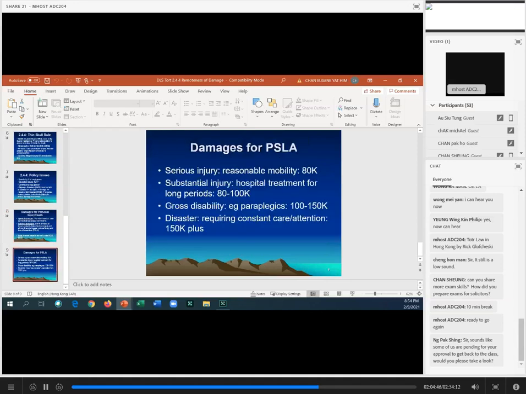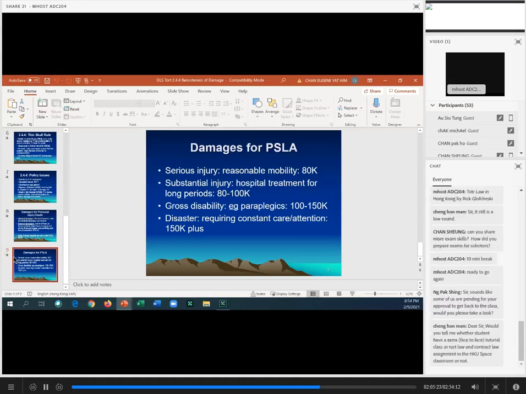Well, how much do you get? For pain, suffering, and loss of amenities, if the injury is serious, and what do you mean by serious? Well, it's pretty serious. You lose a leg or something. Reasonable mobility is lost: 80,000 Hong Kong dollars. I'm not sure whether these figures are up to date, but it gives you some feel of how much money you might get. Substantial injury, which requires hospital treatment for long periods: 80 to 100,000 Hong Kong dollars. Gross disability, where you lose all four limbs: 100 to 150,000 Hong Kong dollars. Disaster, requiring constant care and attention: $150,000 plus.